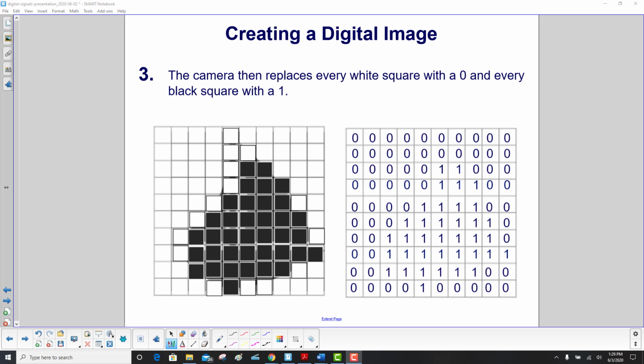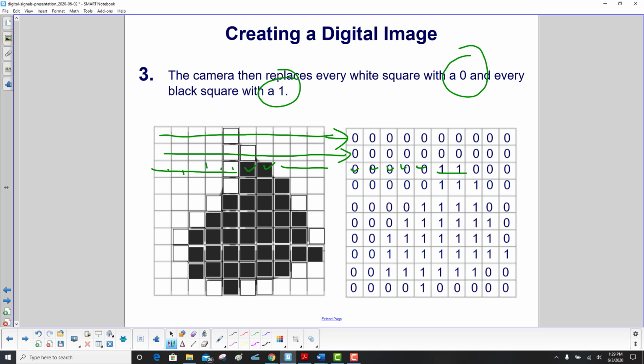Next step, replace every white square with a 0 and every black square with a 1. So the top one's easy. That's a bunch of zeros. There we go. The next one, same thing, zeros. The next line, let's see, 1, 2, 3, 4, 5 zeros. 2 ones, 2 ones, and 3 zeros. And you go down the line.